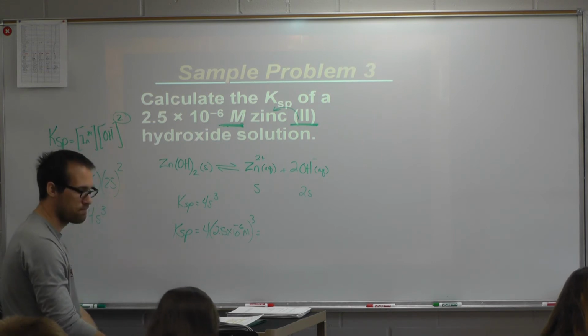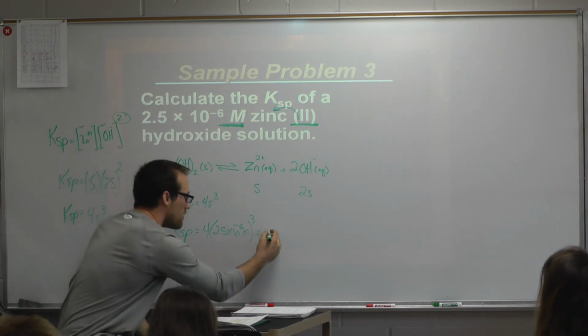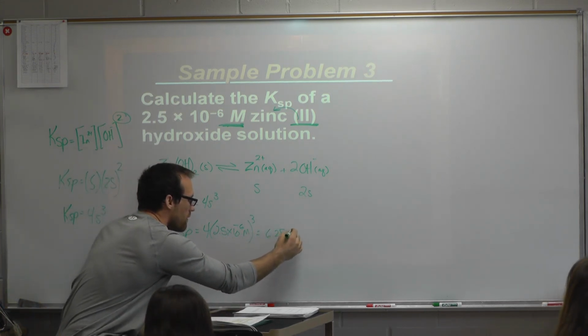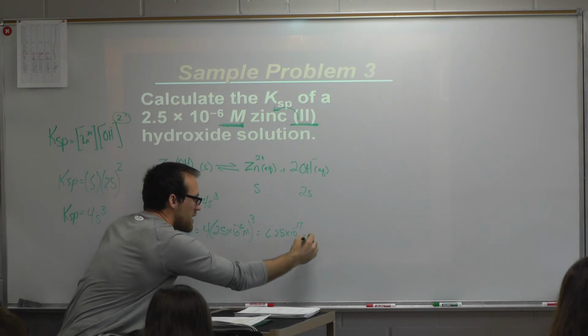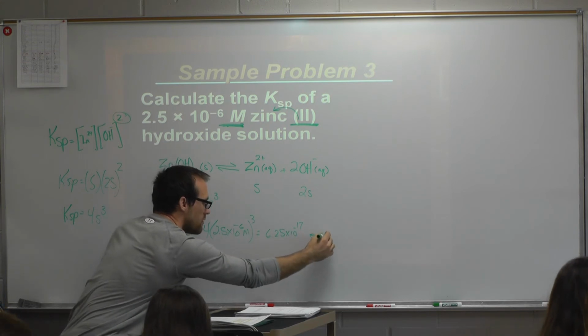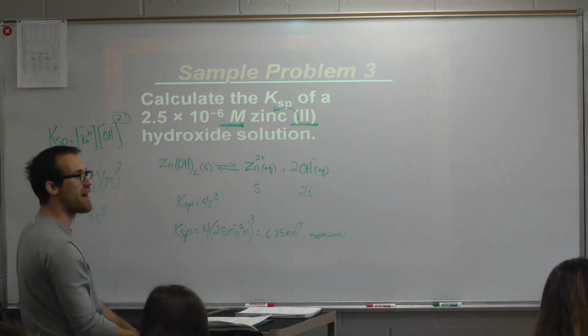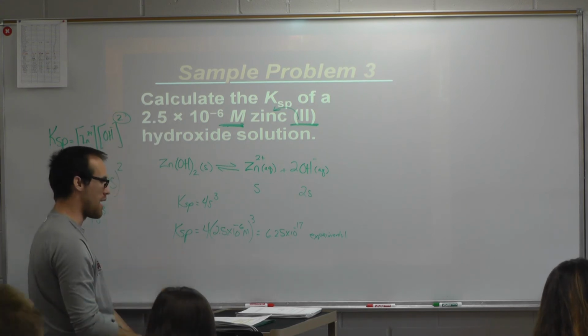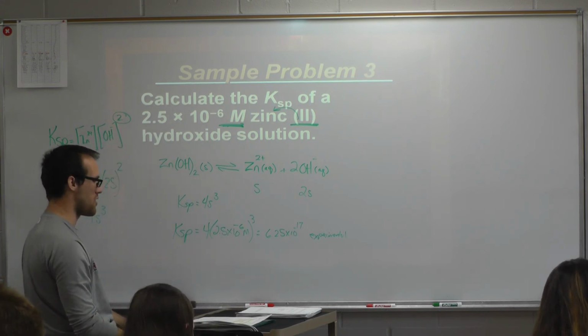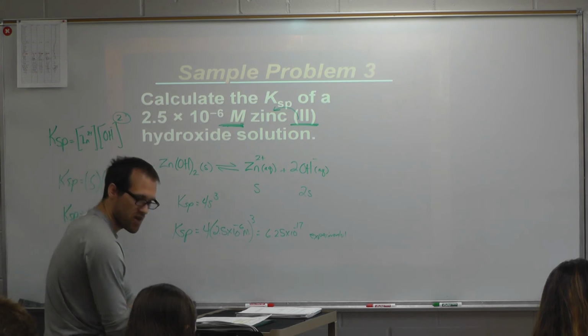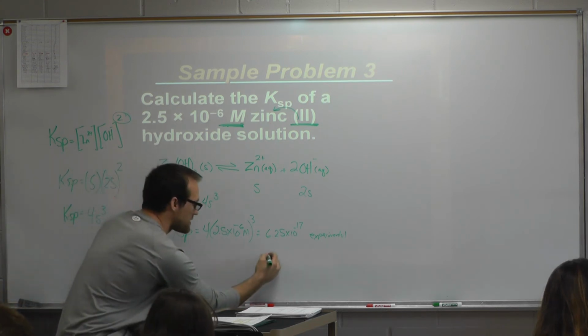Okay, what did you guys get? 6.25 times 10 to the negative 17. So this is my experimental K value, what I did. Okay, I'm going to give you the theoretical K value. Your theoretical K value is this.